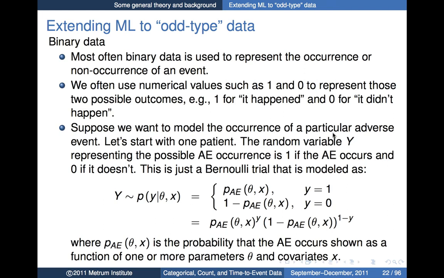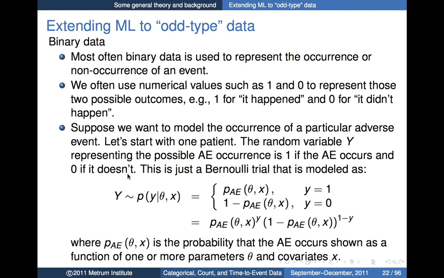occurrence of a particular adverse event, which is fairly commonplace where we encounter this kind of modeling. So let's start with just one patient and one possible event. We're going to let the random variable y represent the possible adverse event occurrence. If that AE occurs, we would set y to 1, and we'll set it to 0 if it doesn't.